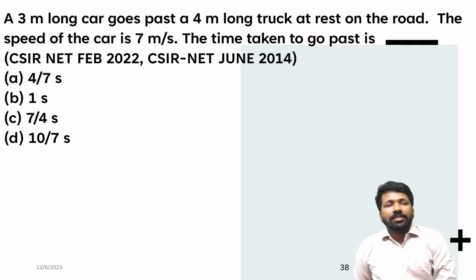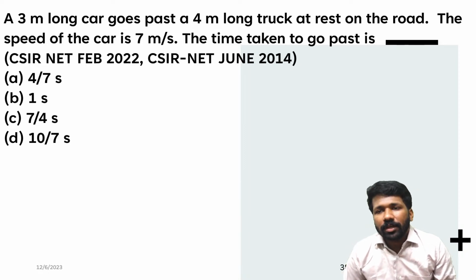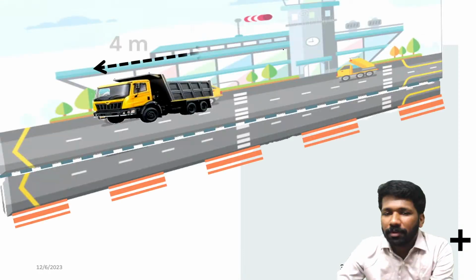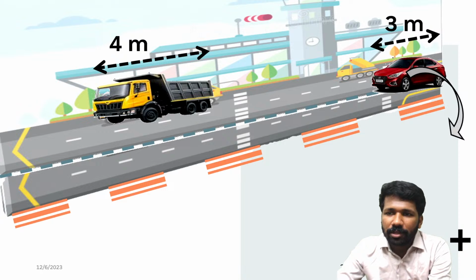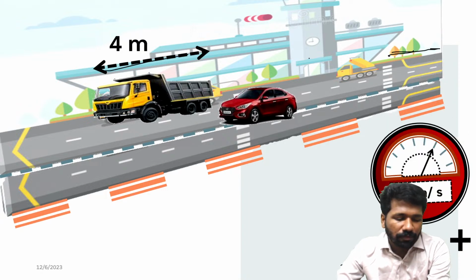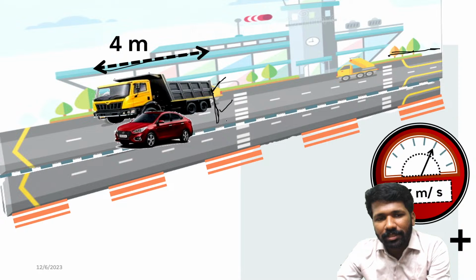Some of you already got the answer, very good. Simple question, a 3 meter long car goes past a 4 meter long truck at rest on the road. So this animation actually will make you understand the situation. So there is a car that is 3 meter long. There is a truck that is 4 meter long. So it is crossing means from here, the moment the front end of the car reaches the back end of the truck, from there you have to observe. It will travel like this now.